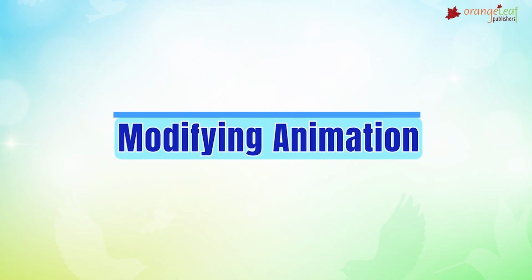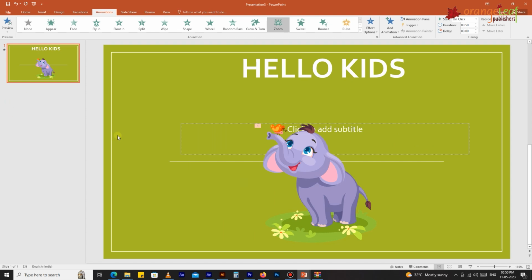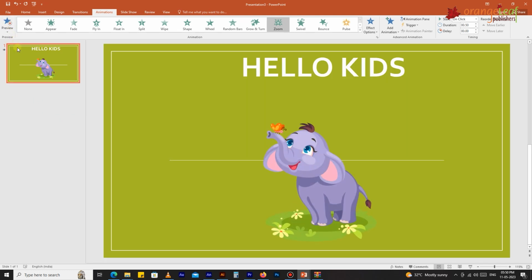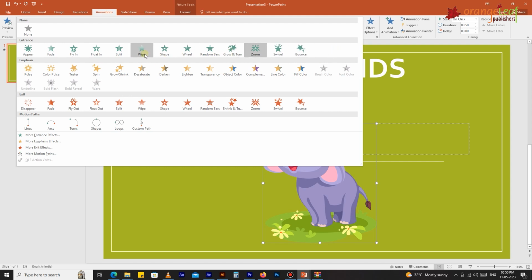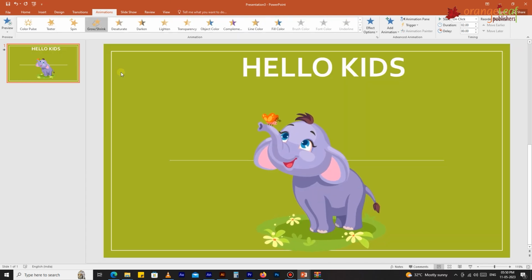Modifying animation. After creating the animation effects, you can also modify it. To modify the animation, follow these steps. Step 1. Select the particular object for which you want to change the animation effect. Step 2. Click on the Animations tab. In the Animations group, click on the More button arrow for the animation gallery. Step 3. Choose any of the other animations to replace the existing animation.